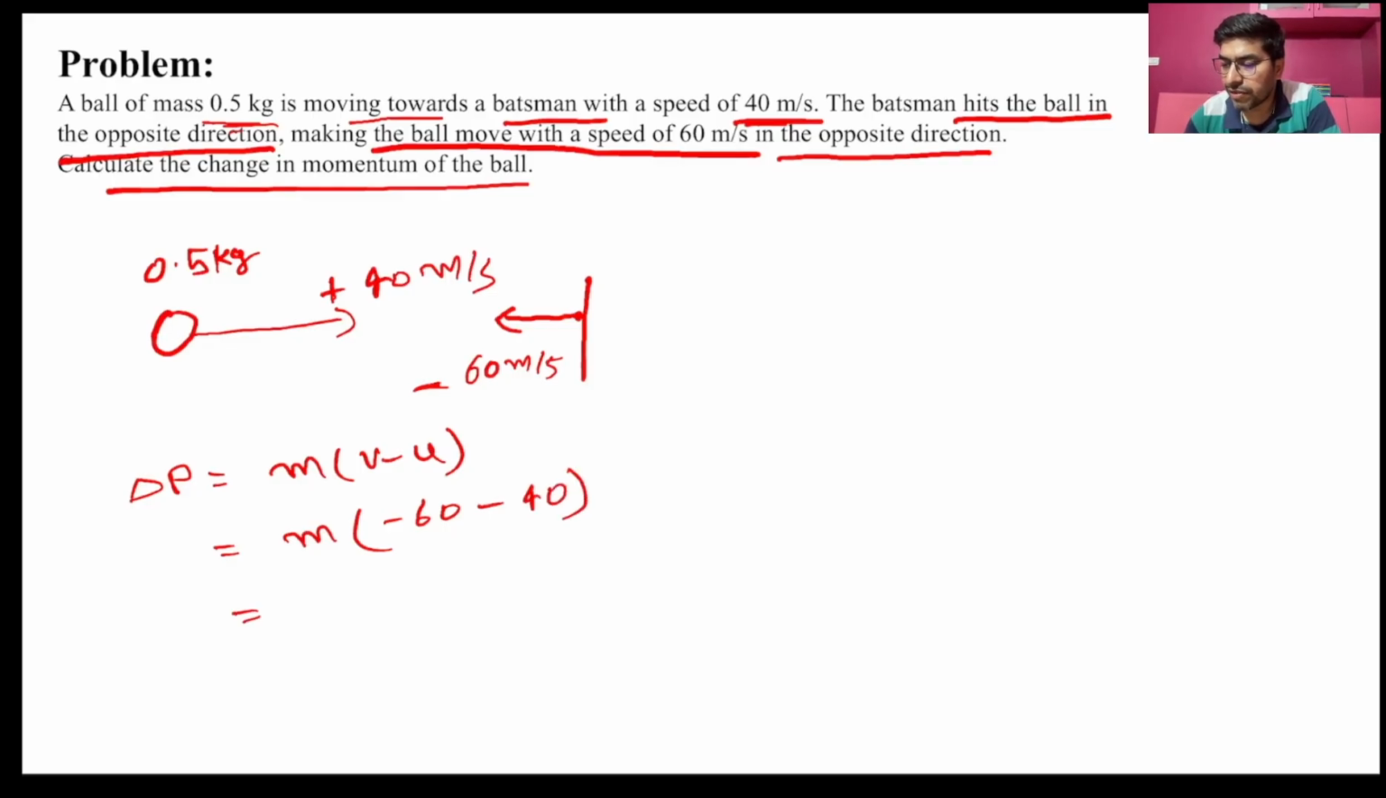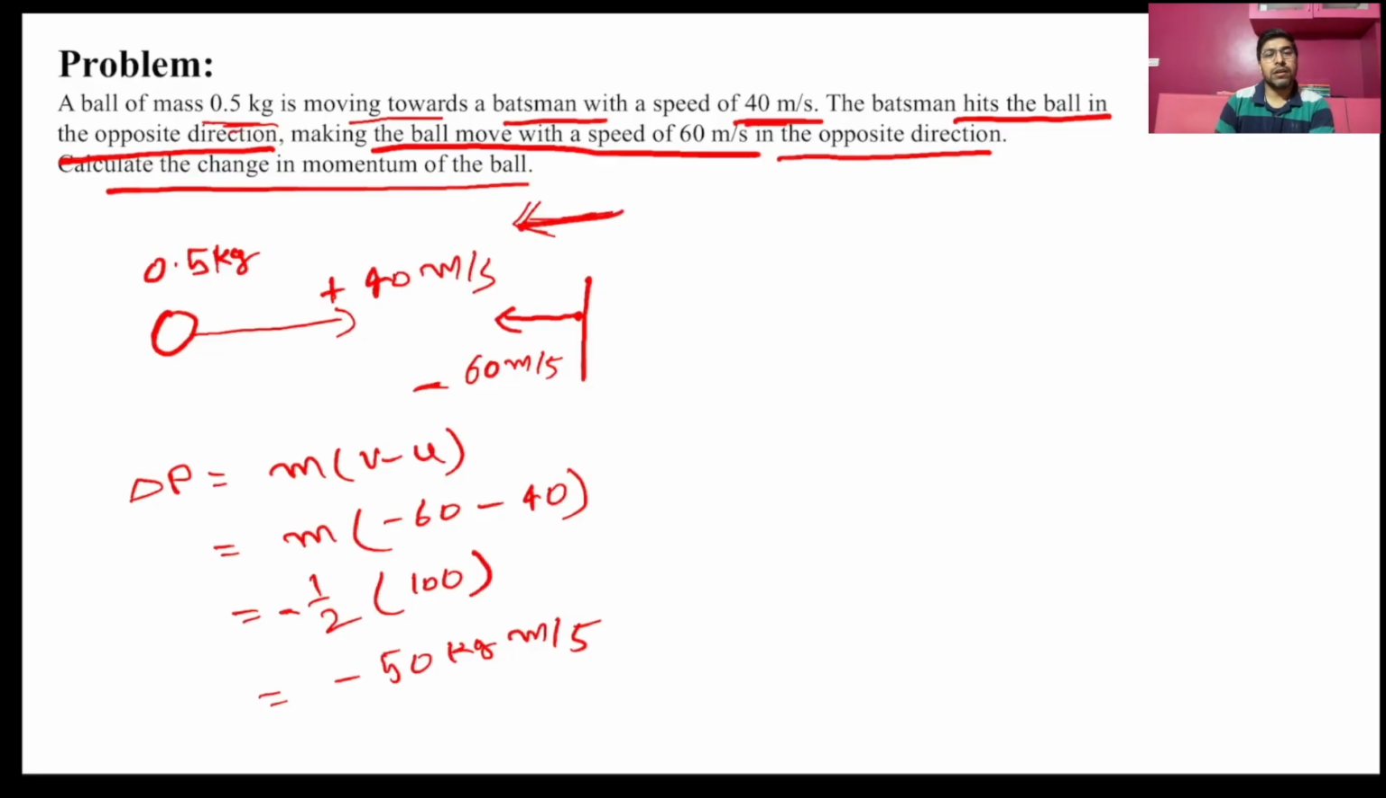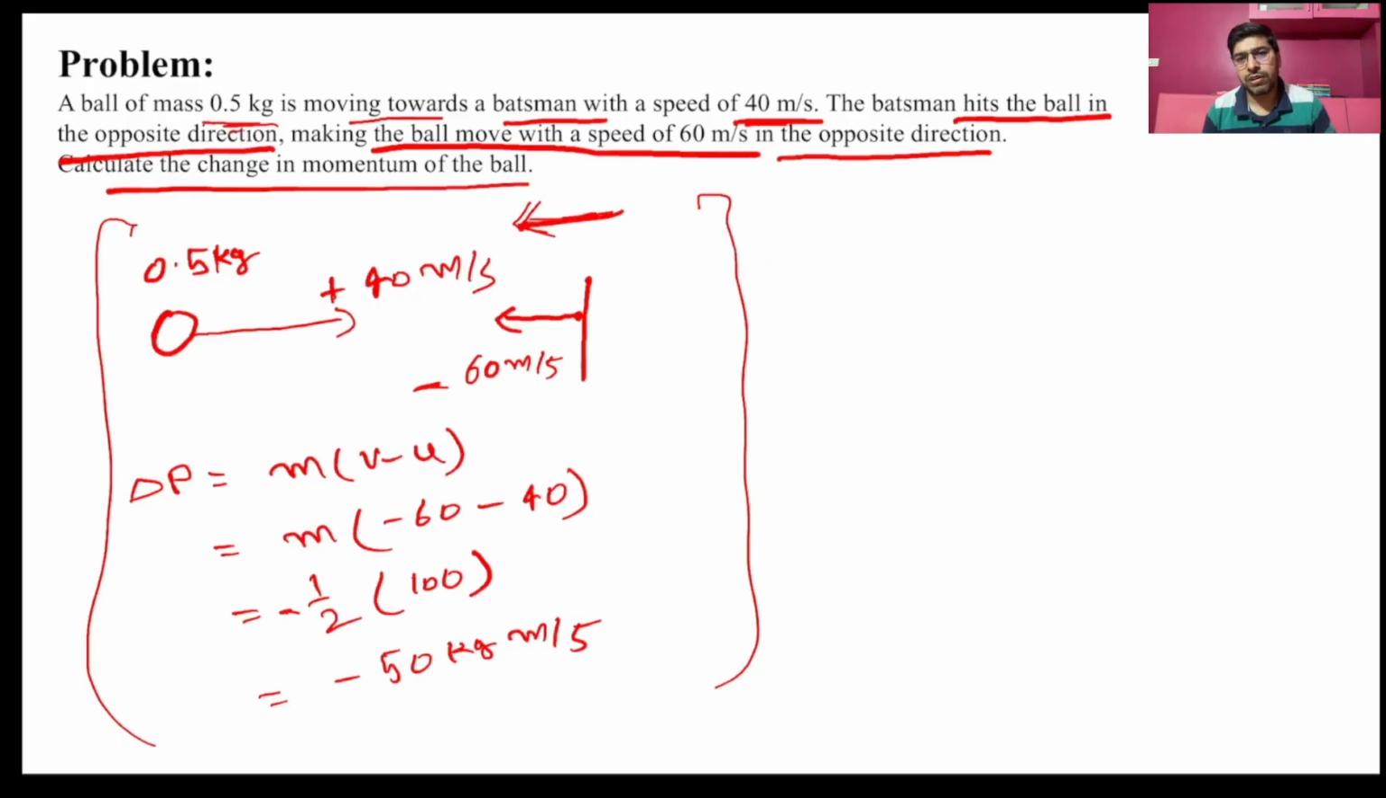And mass is given how much? 0.5 kg means 1 by 2 kg, and minus 60 minus 40 is how much? Minus 100. So it will be minus 50 kg meter per second. Minus is showing what? The direction of change in momentum is in this direction, and obviously we can see also finally the object is moving in which direction? In this direction, right? So here change in momentum will be 50 kg meter per second in magnitude, not 10 kg meter per second, right? So you have to keep direction in mind, especially while calculating change in momentum and when direction is going to change. Clear? Okay.